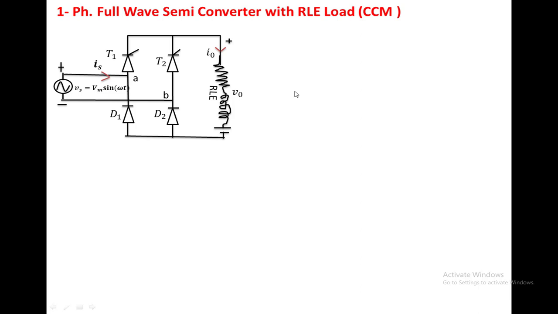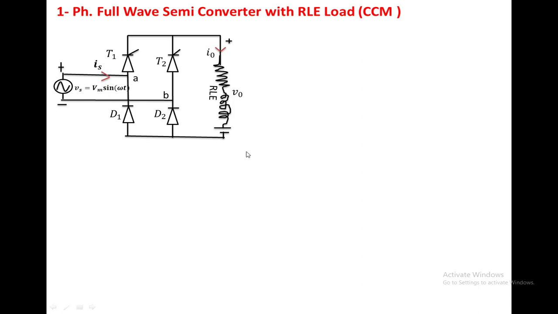In this class, we are going to discuss the full wave semi-converter with an RLE load. We call this converter a semi-converter because the circuit consists of two SCRs and two diodes. The input is AC voltage, and the output is an RLE load. We have taken the continuous current mode of conduction.